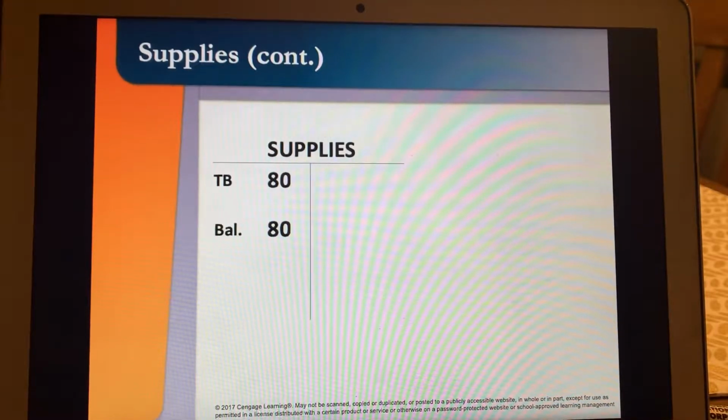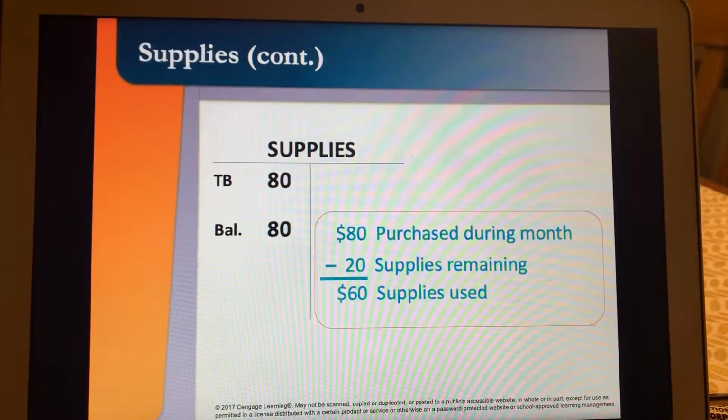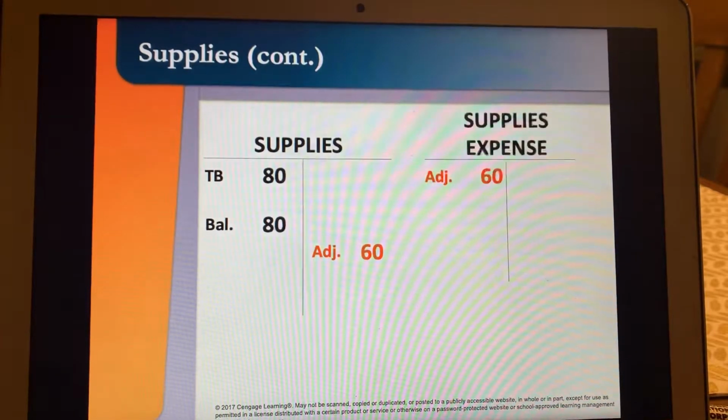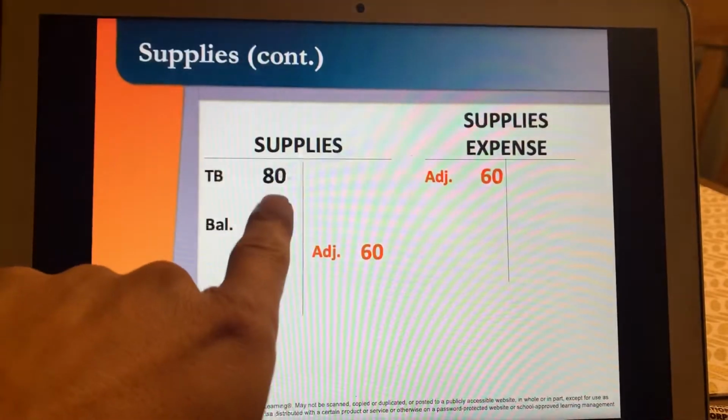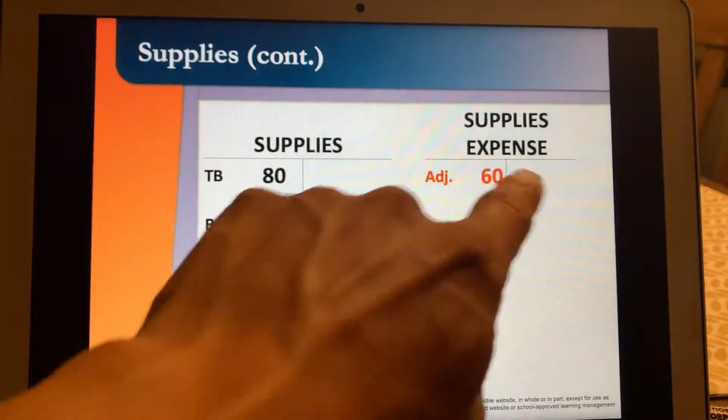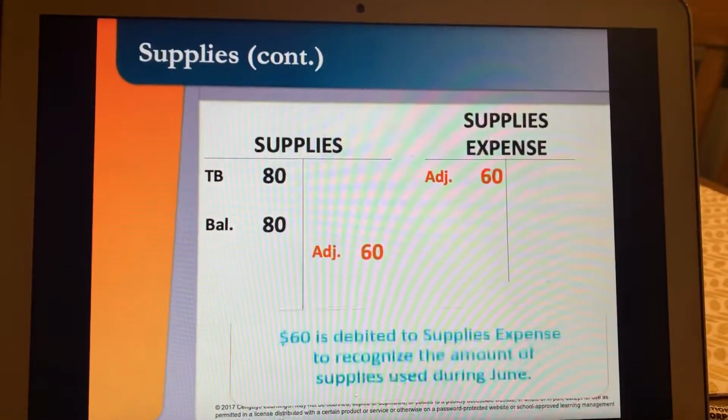For the adjusting entry, we take $80 minus $20, which is $60, how much we used. Not only that, but we have to expense out these supplies. So the adjusting entry is going to be a $60 credit to the supplies account, and supplies expense is going to be debited for $60. Keep in mind, supplies is our balance sheet account and supplies expense is our income statement account. So we're sending what we've used to the income statement.